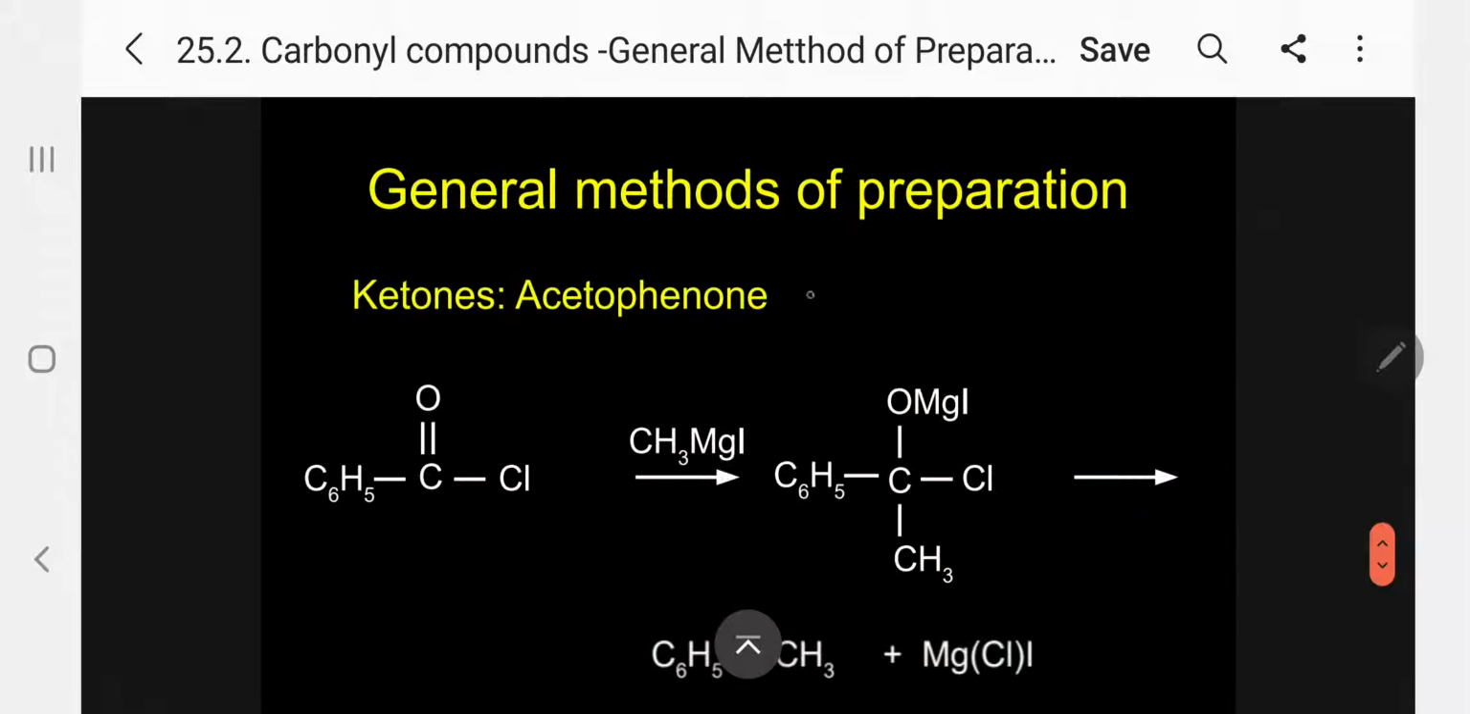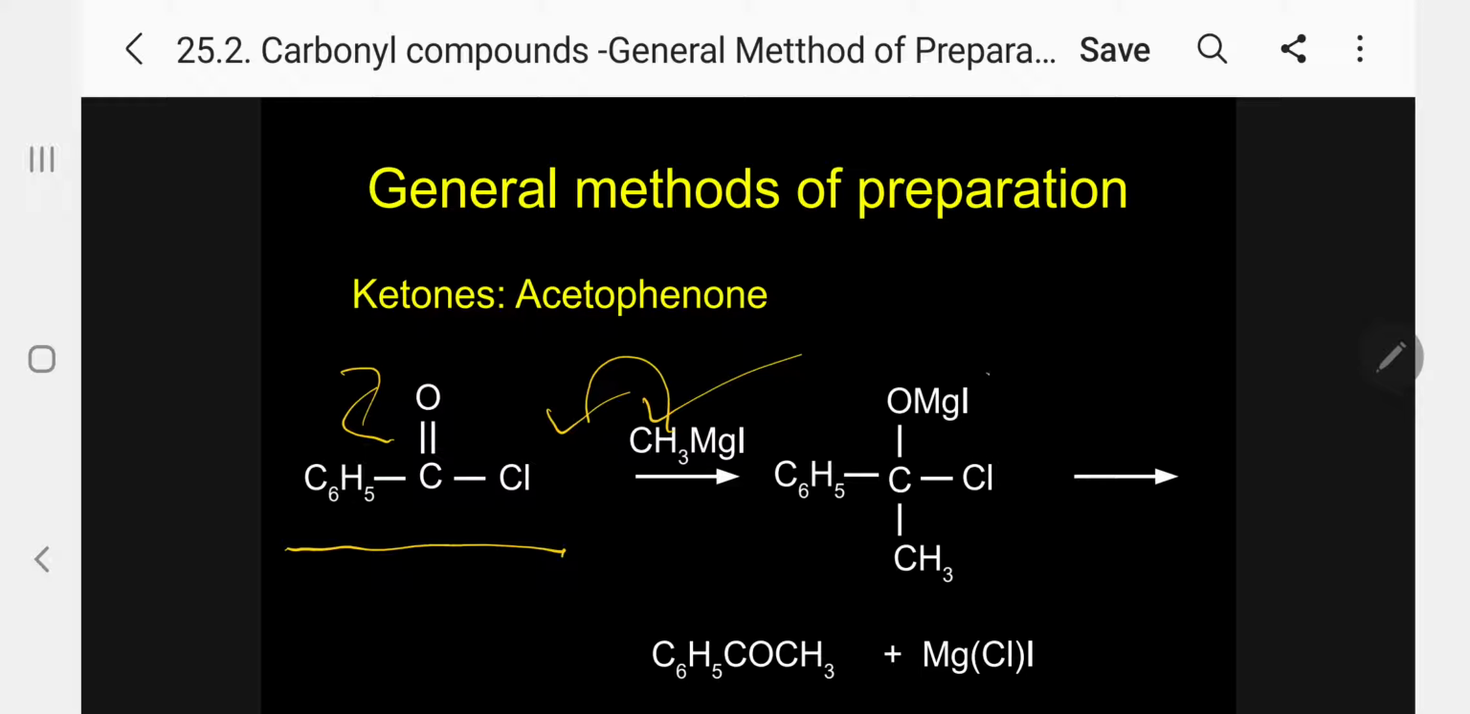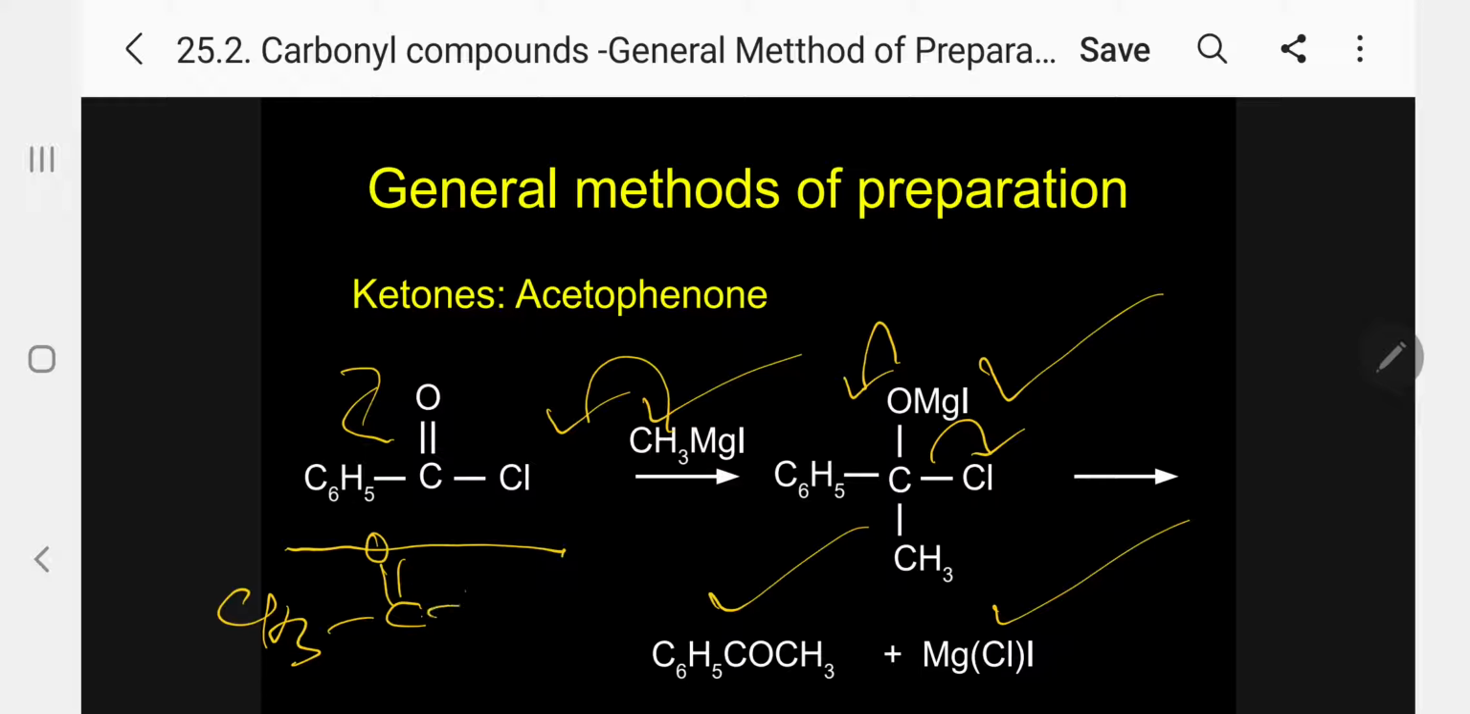The next one, acetophenone. Kindly follow. Here I am using benzoyl chloride and methyl magnesium iodide. So I am adding the methyl group as usual to get the intermediate, and from this the Cl goes out, giving acetophenone and magnesium chloride iodide. The other way also we can: instead, I can take acetyl chloride plus phenyl magnesium iodide. Kindly follow. By this method also the same product will be formed. Kindly follow.